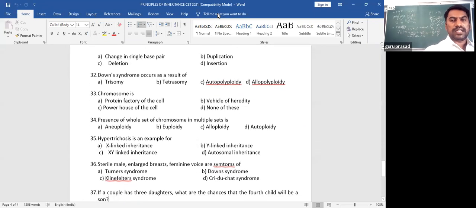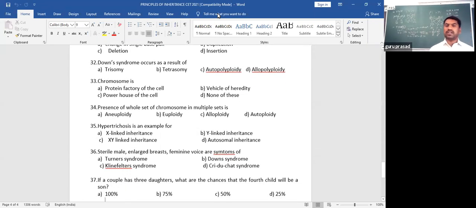Down syndrome occurs as a result of... Down syndrome is one of the examples for trisomy, 21st trisomy. There is addition of one extra chromosome in the 21st pair. So that is called 21st trisomy, or simply autosomal trisomy. Autosomal 21st trisomy is the full required concept, not tetrasomy.